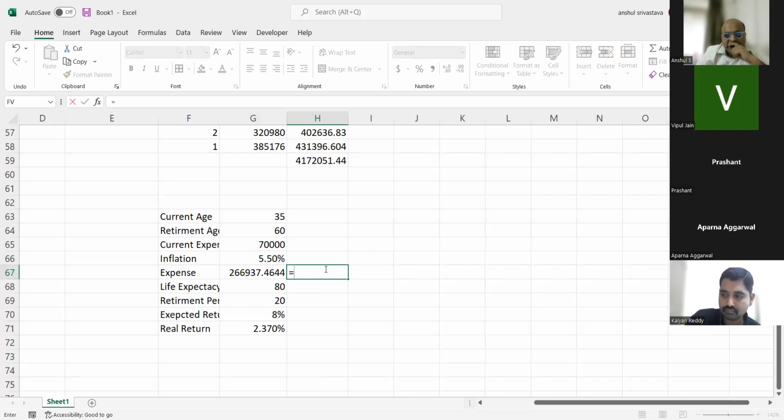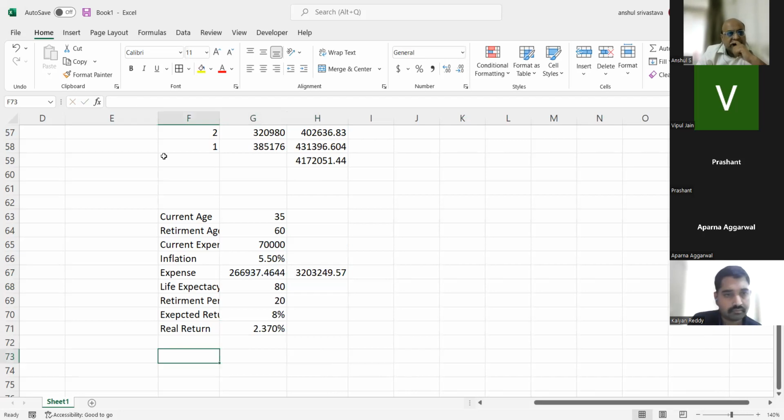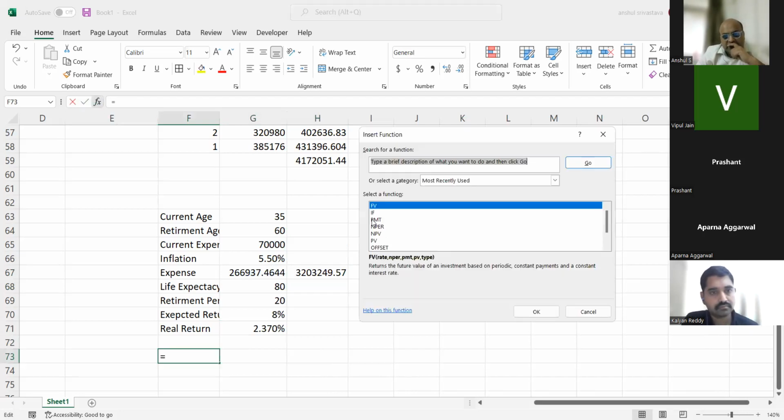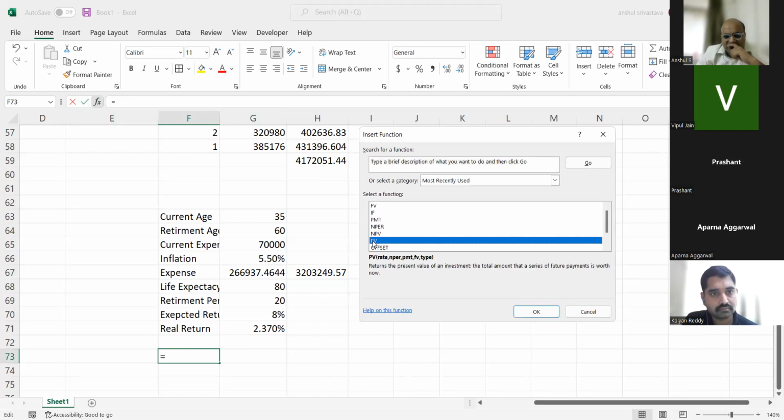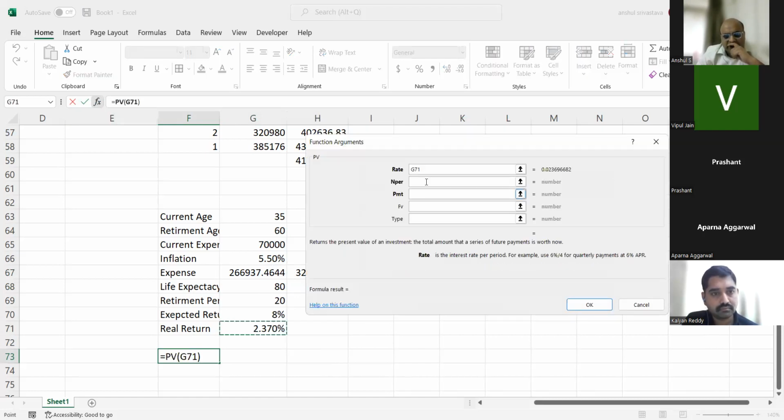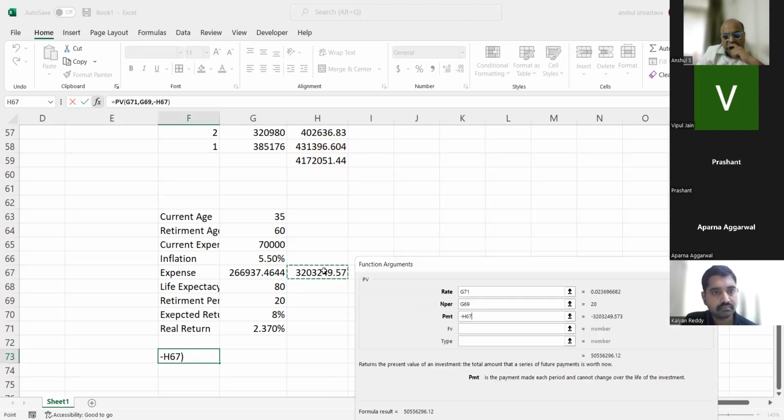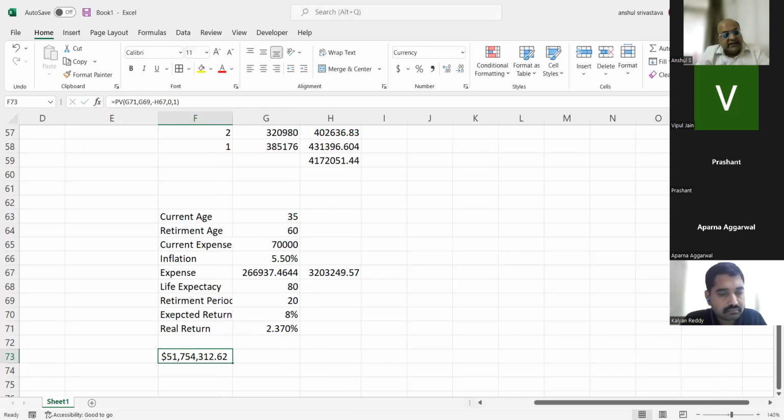So let's take annual expense. Annual expense at retirement would be this into 12, which is 32 lakhs. So retirement corpus is PV of this amount, which the calculation you all must be knowing, 2.37%. Number of periods would be 20 years. PMT would be minus this amount, 32 lakhs. Future value would be 0 and type would be 1. So 5 crore 17 lakhs. This will be the retirement of 5 crore 17 lakhs, 34,312.